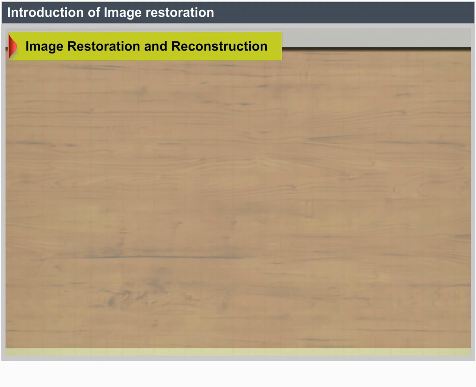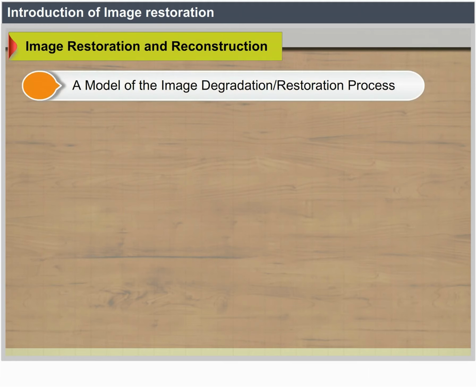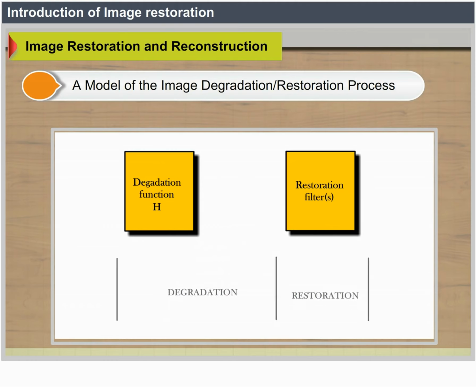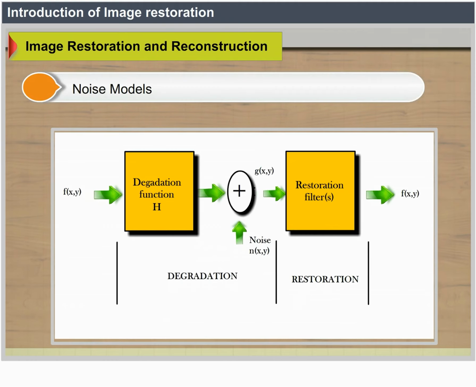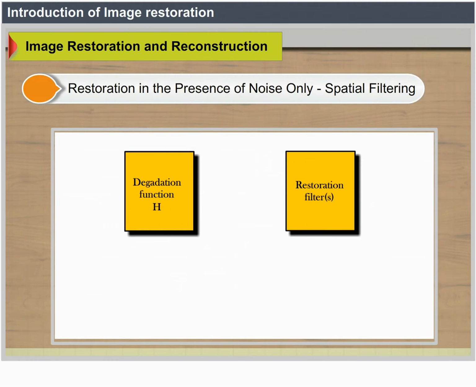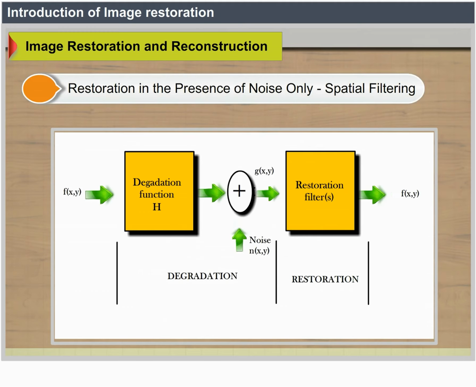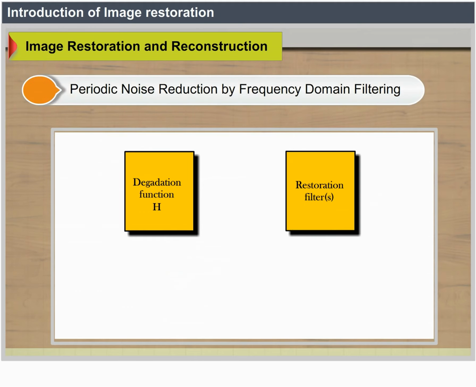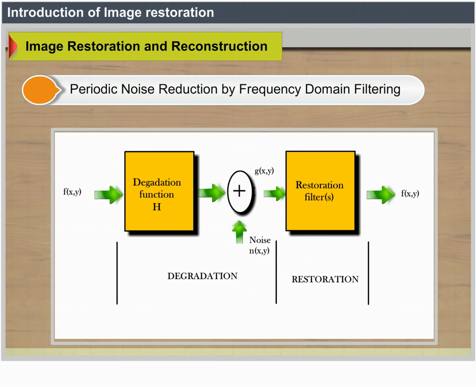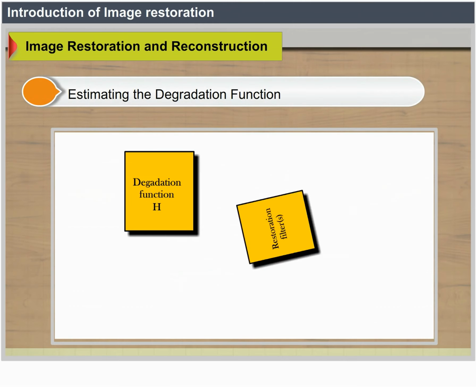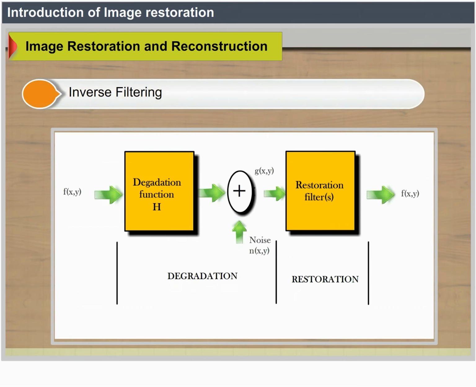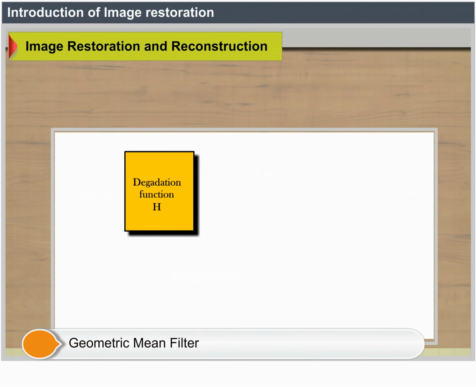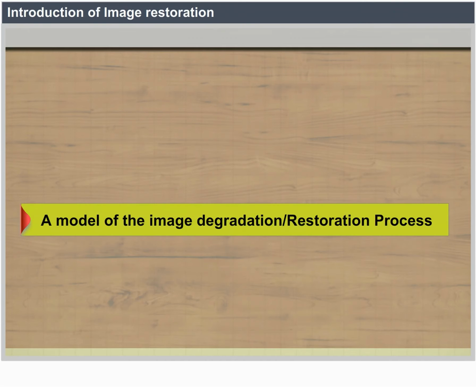Image restoration and reconstruction. A model of the image degradation restoration process. Noise models. Restoration in the presence of noise only, spatial filtering. Periodic noise reduction by frequency domain filtering. Estimating the degradation function. Inverse filtering. Minimum mean square error, Wiener filtering. Geometric mean filter.